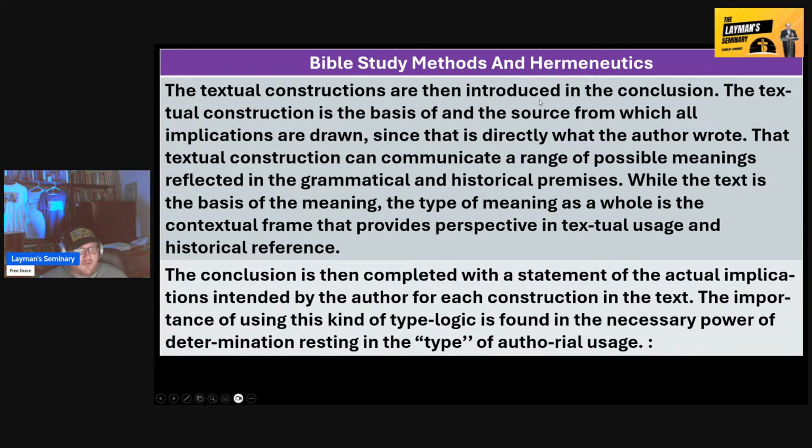The textual constructions are then introduced in the conclusion. The textual construction is the basis of and the source from which all implications are drawn, since that is directly what the author wrote. That textual construction can communicate a range of possible meanings reflected in the grammatical and historical premises. While the text is the basis of the meaning, the type of meaning as a whole is the contextual frame that provides perspective in textual usage and historical reference. The conclusion is then completed with a statement of the actual implications intended by the author for each construction in the text.